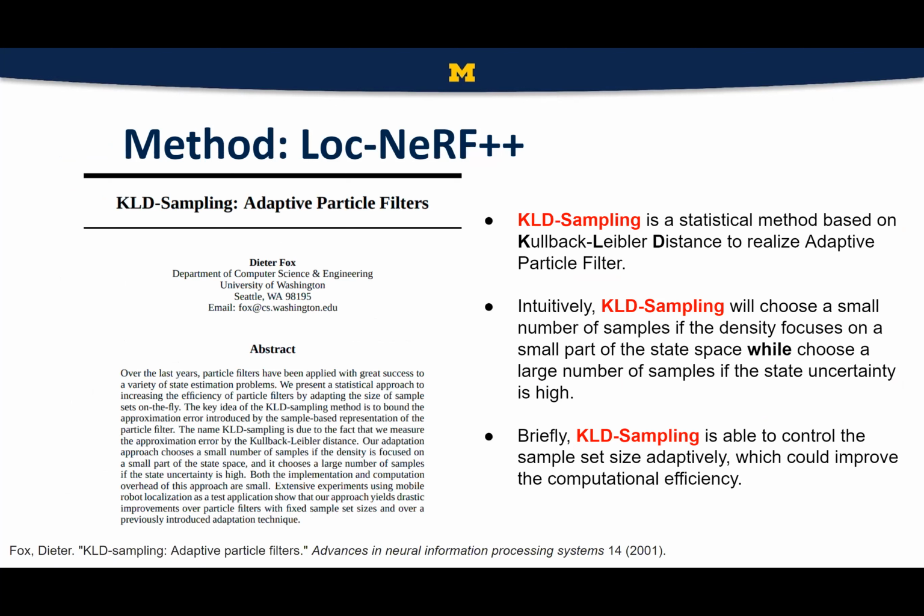For the adaptive particle filter, as mentioned before, we refer to the KLD sampling method, a statistical technique based on KL divergence, measuring the distance between two different distributions. Intuitively speaking, the KLD sampling method will choose a small number of samples if the density focuses on a small part of the state space, while choosing a large number of samples if the state uncertainty is high. This method is able to control the particle sample size adaptively, which could improve the computational efficiency.